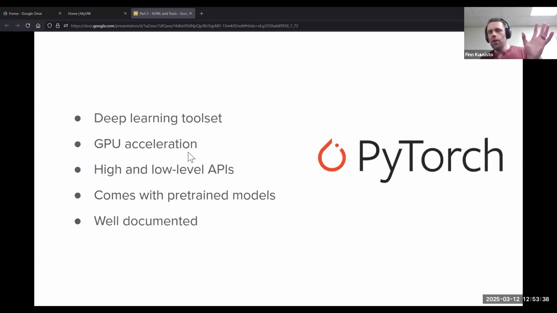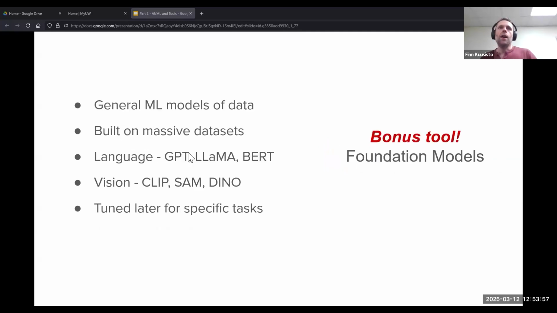And then PyTorch, which is more in the deep learning tool set. This is the new hotness, or not even that new anymore, but the hotness right now. It allows for GPU acceleration, has higher and lower level APIs, but it's all about deep learning. And it comes with some pre-trained models baked in as well. By pre-trained models, I mean things like foundation models. This came up in conversation: what the heck is a foundation model? Again, I'll just touch on this as a bonus tool here.